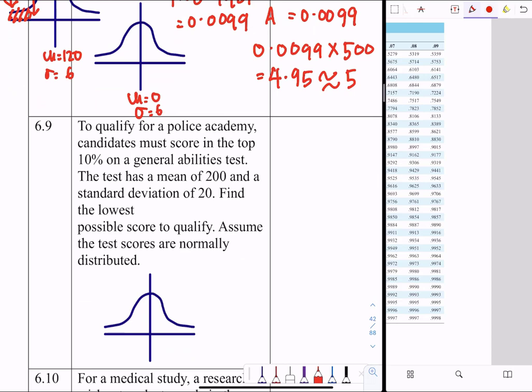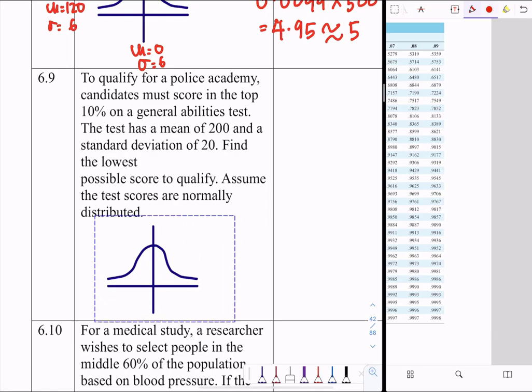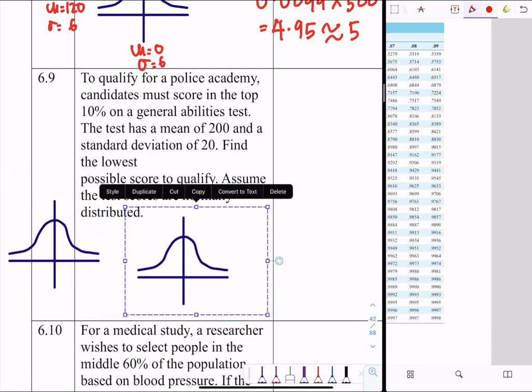Then we go to 6.9. Okay, 6.9. Do I need to do this, or can you do it by yourself? Refer to the textbook by Alan G. Bluman. To qualify for a police academy, candidates must score in the top 10% of the general ability test. The test has a mean of 200 and standard deviation of 20. Find the lowest possible score to qualify.